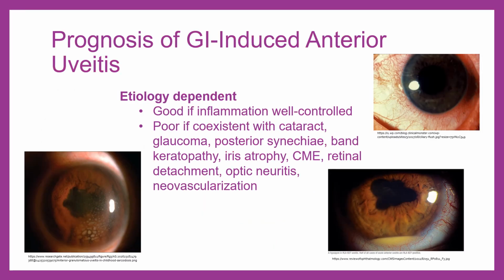Prognosis of GI-induced anterior uveitis is etiology dependent. So if it is well controlled in terms of inflammation, the prognosis is good, and it can also be poor if the anterior uveitis coexists with cataracts, glaucoma, posterior synechia, or the contact between the lens and the iris, band keratopathy, iris atrophy, cystoid macular edema, retinal detachment, optic neuritis, or even neovascularization.